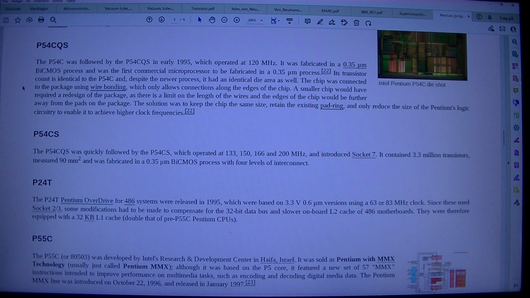A smaller chip would have required a redesign of the package, as there is a limit on the length of the wires and the edges of the chip would be further away from the pads on the package. The solution was to keep the chip the same size, retain the existing pad ring, and only reduce the size of the Pentium's logic circuitry to enable it to achieve higher clock frequencies.